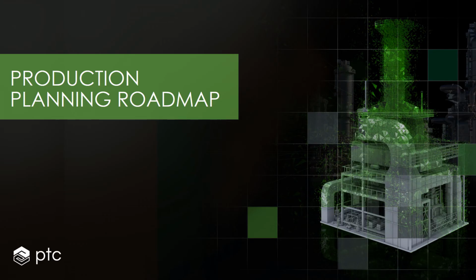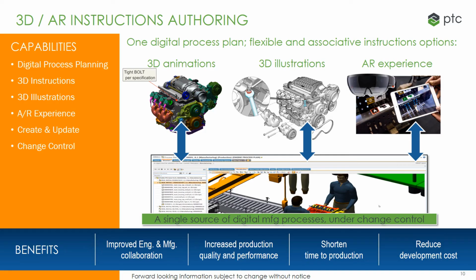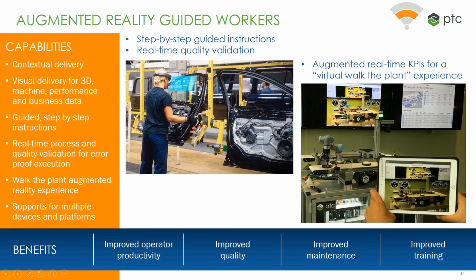Finally, let's review our production planning roadmap. Moving forward, PTC plans to provide a 3D augmented reality authoring tool enhanced to create and update AR experiences. The AR experience will be derived from the MPMLink process plans. Capabilities will include digital process planning, 3D instructions, 3D illustrations, AR experiences themselves, and the ability to create and update those experiences, along with integrated change control.